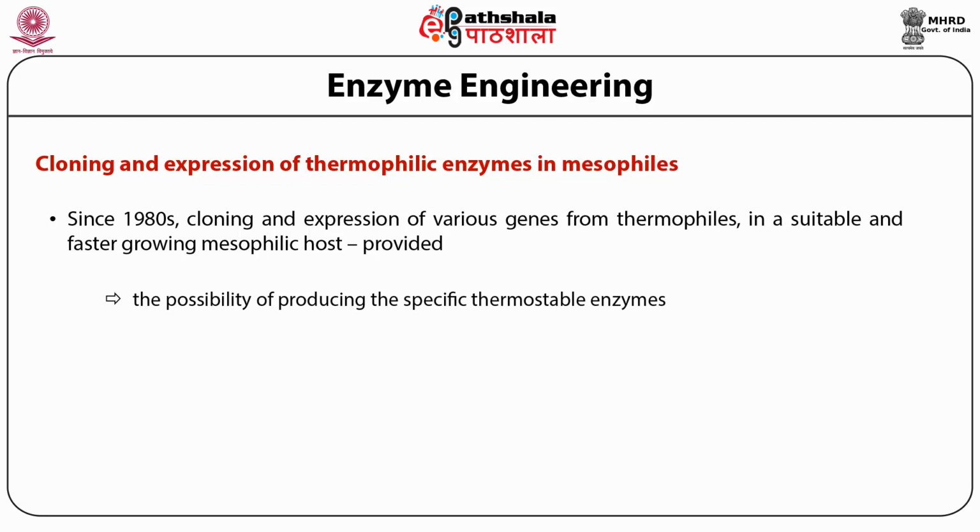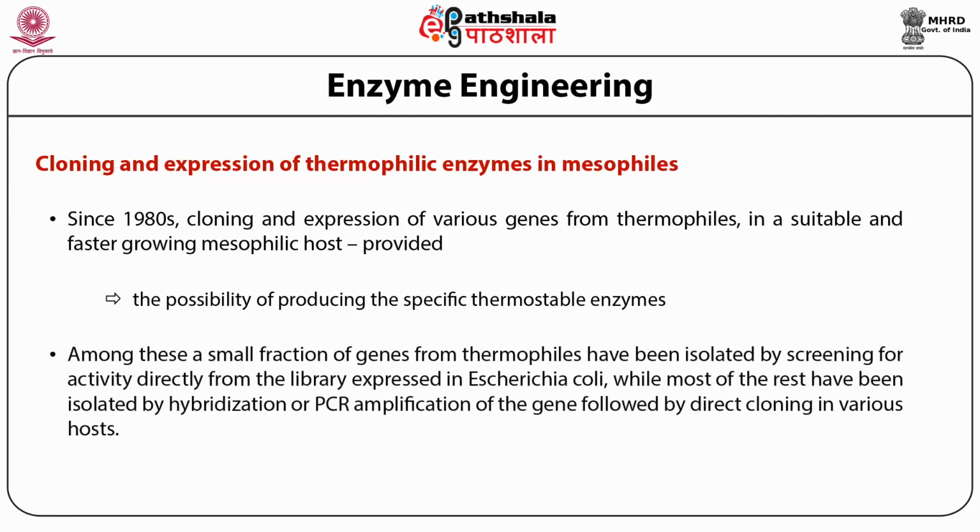Now, there were two different methods by which these enzymes were primarily cloned. The first one, where the library of the genes, which was isolated from these host thermophiles, was generated in the mesophilic host, for example, E. coli for a matter, and the selection was done by screening the library for activity. In the second method, an alternate method, it has been seen that the genes were isolated by hybridization or PCR amplification of the gene, followed by their direct cloning into various hosts.